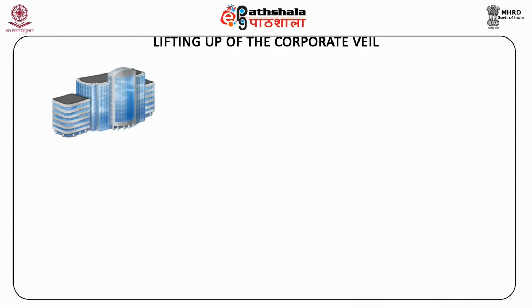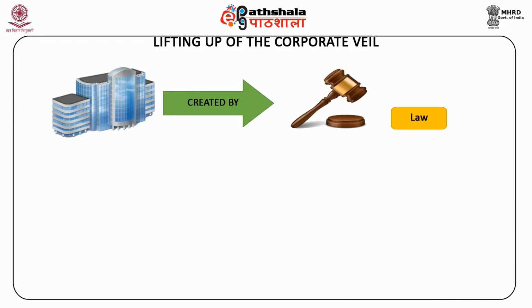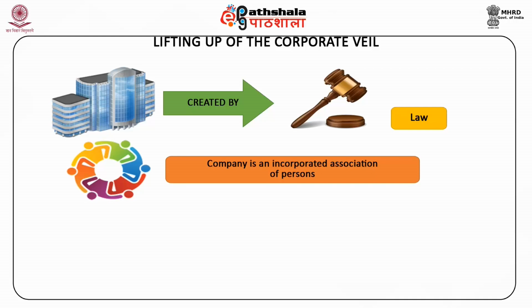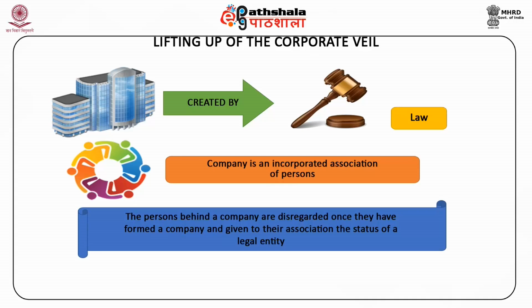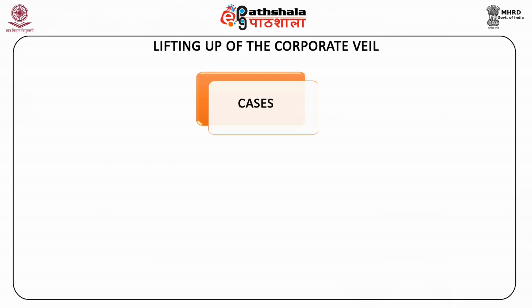Though a company is a person created by law, a legal persona, and it has a distinct entity, yet in reality it is an association of persons who are in fact the beneficial owners of all the corporate property. The persons behind a company are disregarded once they have formed a company and given to their association the status of a legal entity. There are, however, certain cases when this corporate veil of the company will be probed into and lifted up. The cases can be put under two categories.